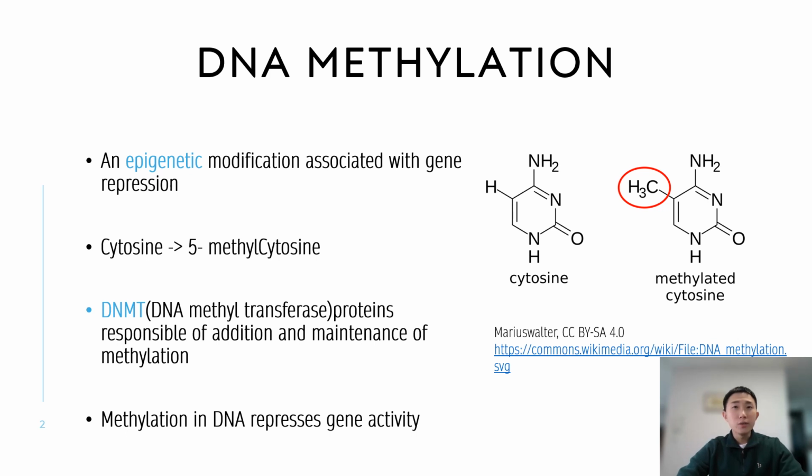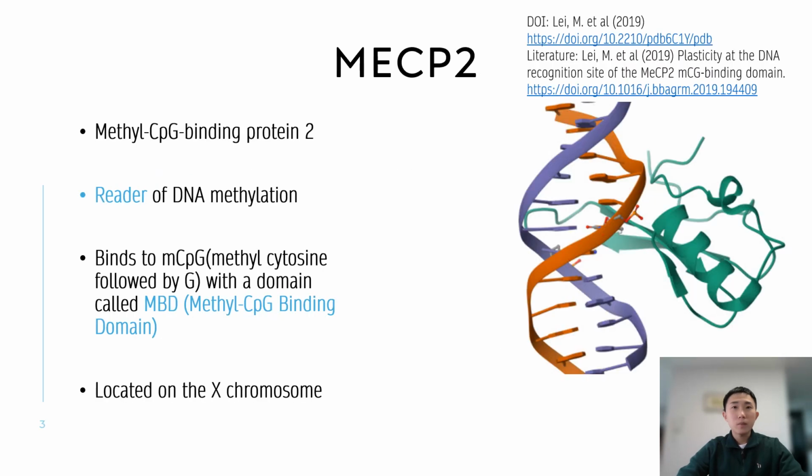In other words, who reads the DNA methylation markers? That is when our protein MeCP2 comes in. MeCP2 is the abbreviated name for methyl CpG binding protein 2. This protein was discovered for its affinity towards methylated CpGs. Its binding ability comes from the MBD, whose structure is shown on the right. The gene for this protein is located on the X chromosome.